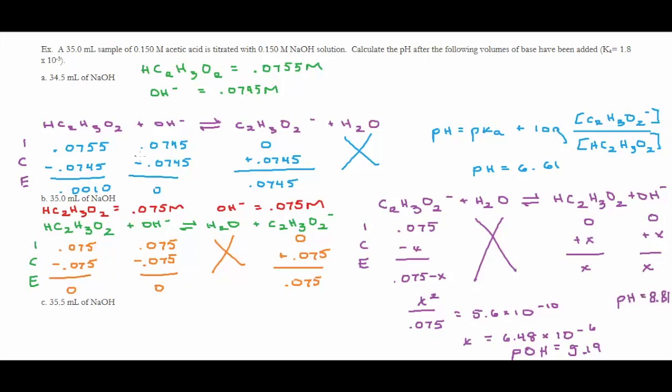Okay, so for the previous problem I ended up with still some weak acid left over and some weak base, so I could use my Henderson-Hasselbalch equation. For here, since I take up all of my weak acid, what I'm left with is just my conjugate base, and so then I need to do the weak base formula.